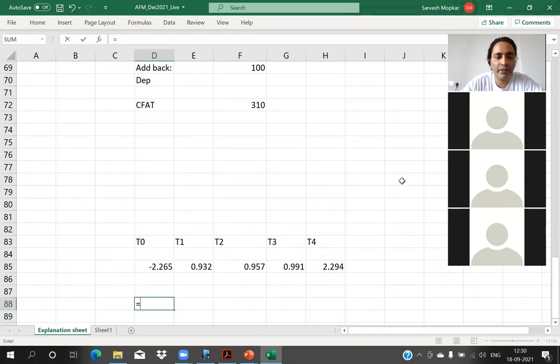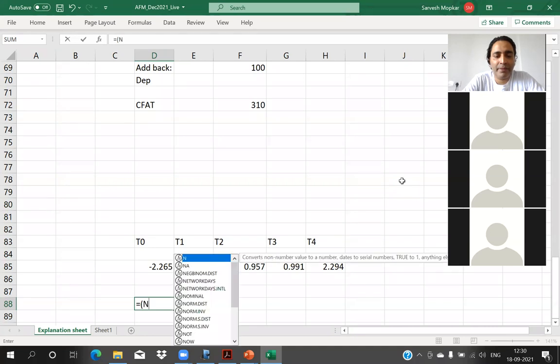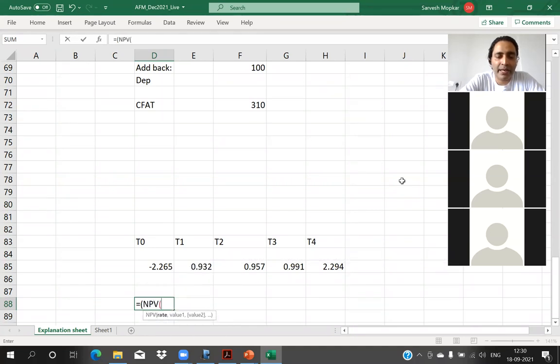Divya, tell me how will you do it? So, NPV function. Yes, go ahead. Is equal to NPV, bracket first. Oh sorry, bracket, NPV bracket again. Okay, if you do this once or twice, you'll get used to it. So, bracket NPV bracket, rate.